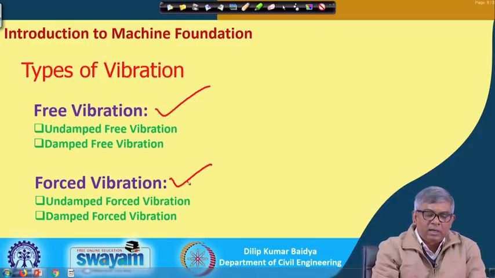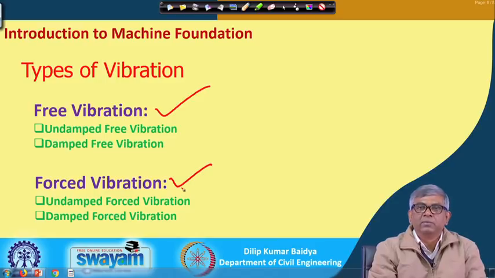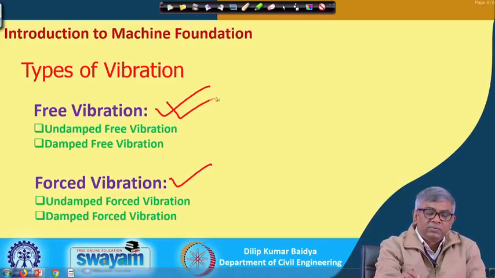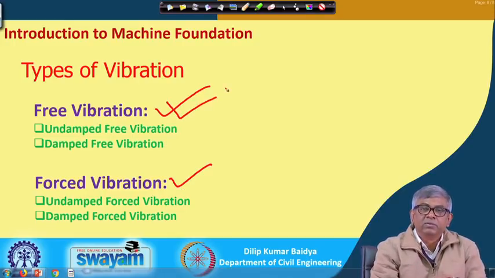Another is forced vibration, which means we are operating a machine, and because of that a dynamic force is generated, and that creates vibration. That is forced vibration, and forced vibration again can be of different kinds, which I will discuss later on. When we discuss free vibration, again it can be of two different types.